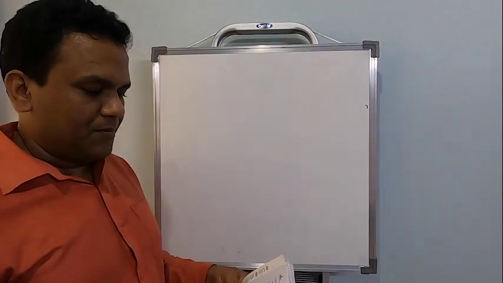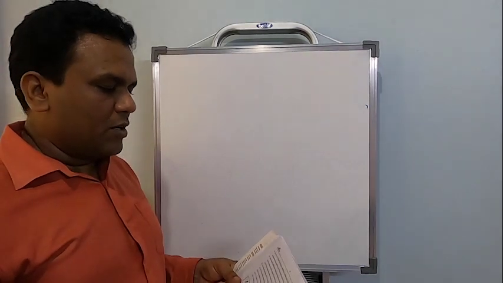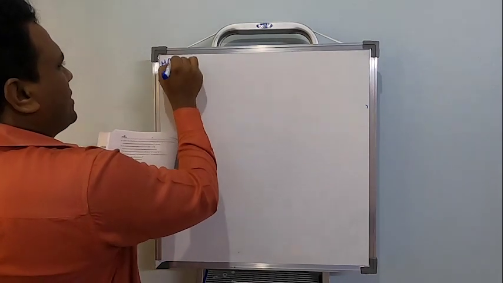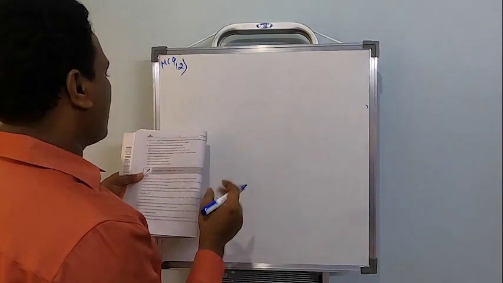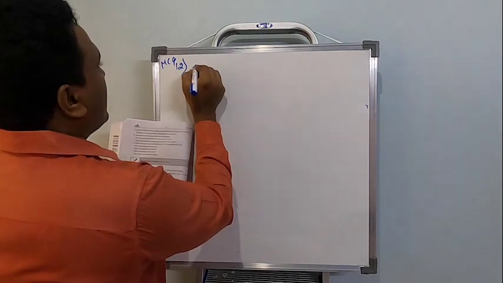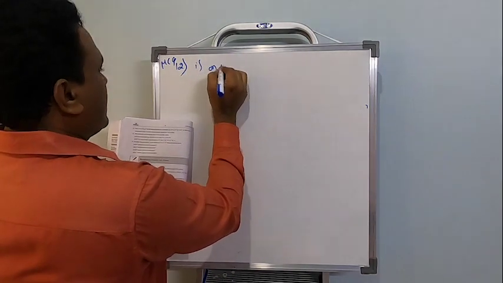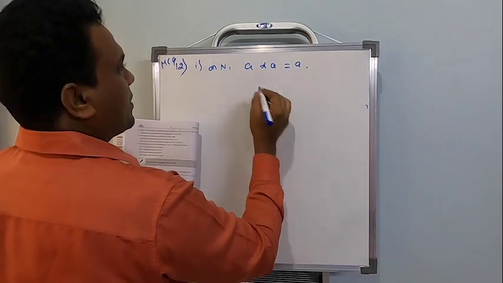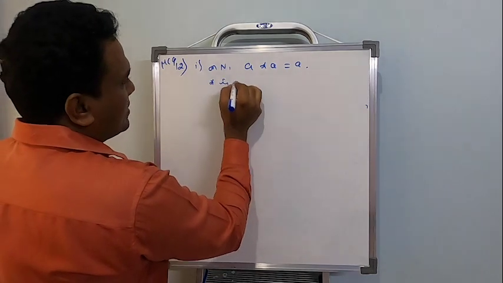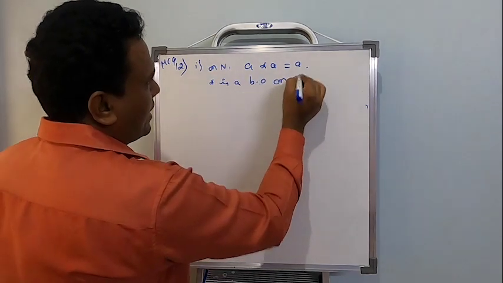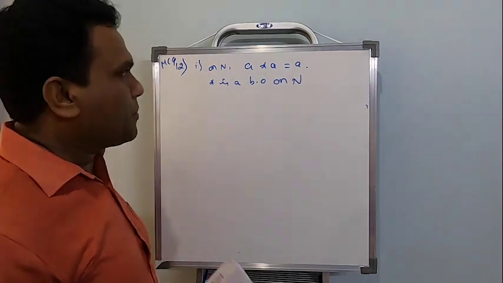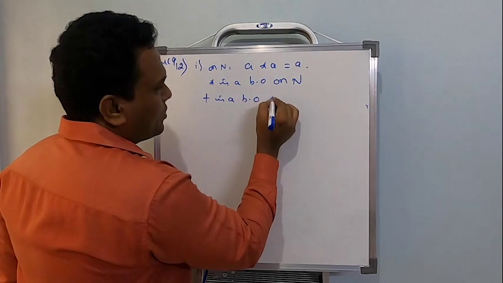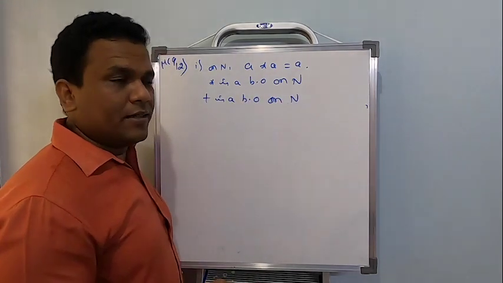Problem number 12. There are two MCQs. The 13th one is an MCQ, right? Under the first one, on the set of all natural numbers, A star A is equal to A. Remember, they already said star is a binary operation on N. I will go with an example. If you remember, addition is a binary operation on the naturals. We know this actually, correct.